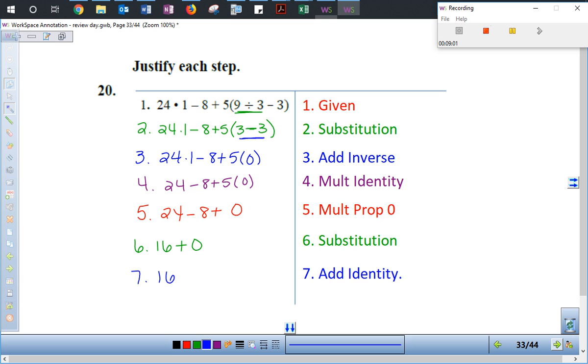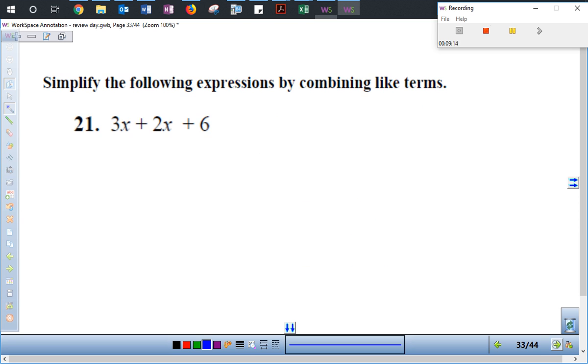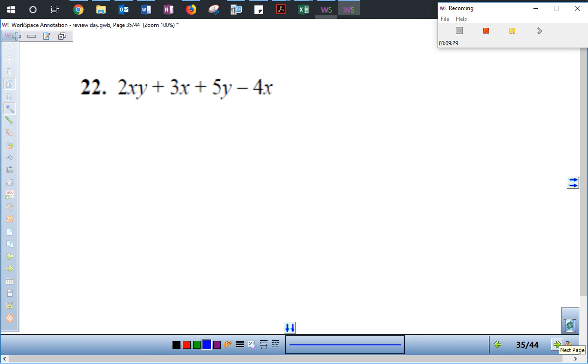On the test, I will give you your properties. Now, I will not give you which ones you're going to use, but I will give you a box for you to choose from. On number 21, it says simplify the following expressions by combining like terms. Go ahead and pause the video, get that done. Hopefully you saw that these two combine and you get 5x plus 6. 22, pause the video, combine like terms.